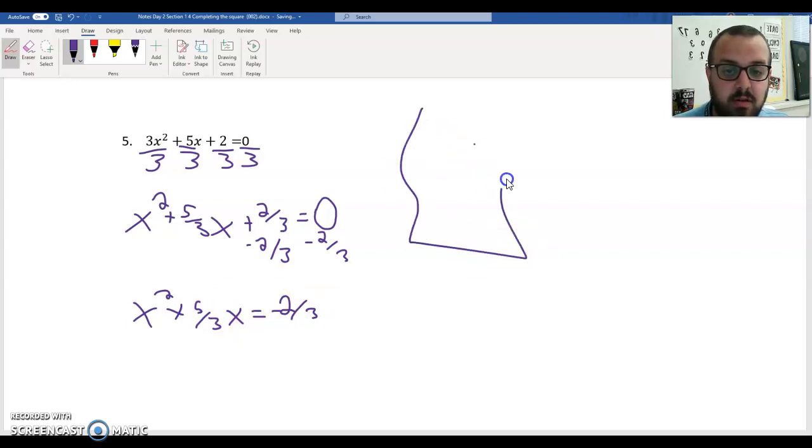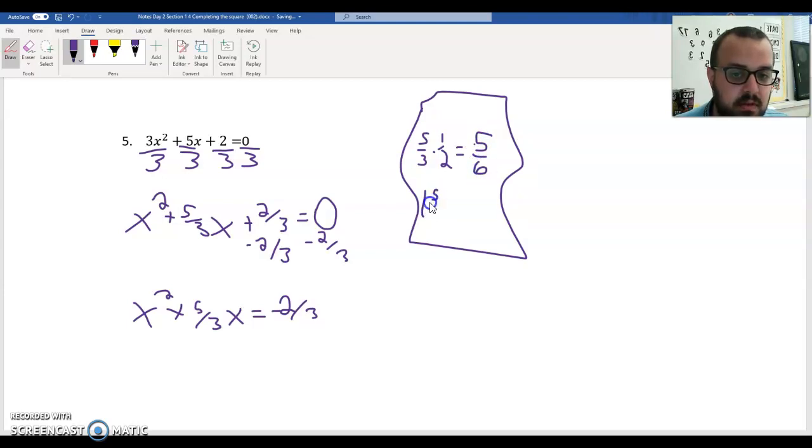I then will go off to the side and do my little side work with my 5/3. So I'm going to be doing 5/3 divided by 2. Now, a fraction divided by 2, the easiest way to think about it is like multiplying by a half, because that means the same thing. So we're going to get 5 over 6, and then I'm going to be squaring 5/6, which in this case, you just square the top and bottom, so that'll be 25/36. And that's what we're going to be adding to both sides.